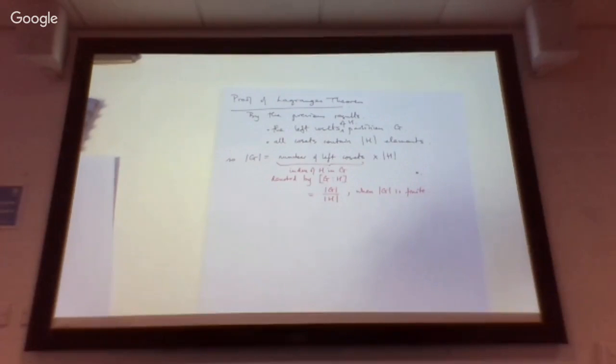Okay, any questions about that? So I know I went fairly quickly through it, but it is good to see the whole proof in one go.